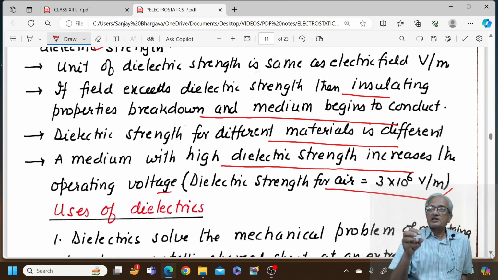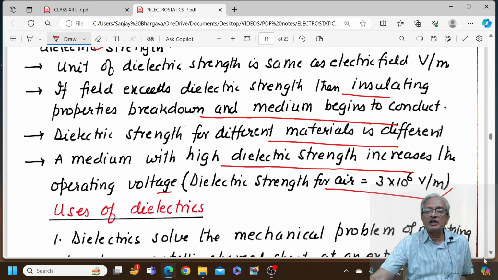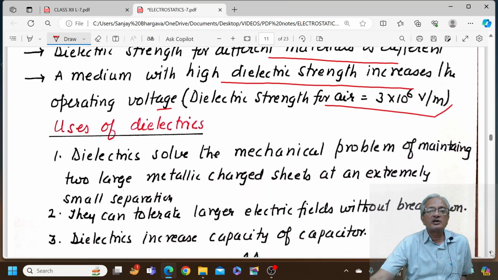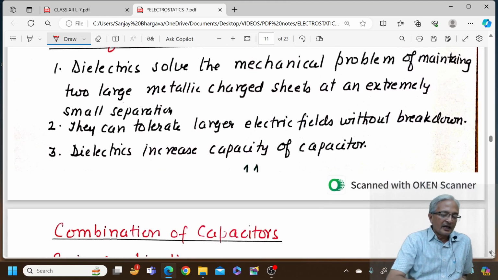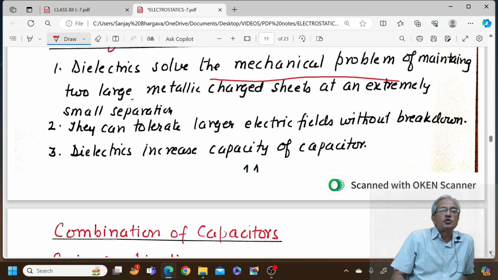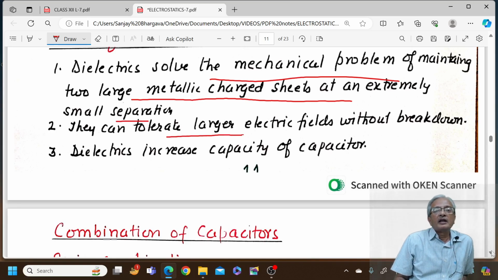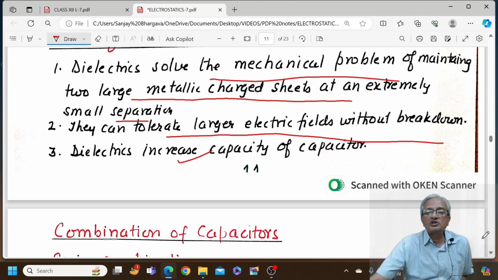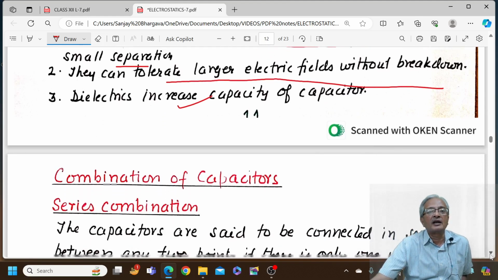Now we had a question: what are the uses of dielectrics? Alright, 3 uses of dielectrics. The first one: dielectrics help to solve the mechanical problem of maintaining two large metallic charged sheets at an extremely small separation. They can tolerate larger electric fields without breakdown. And finally, they increase the capacity of the capacitor, one of the most important applications of dielectrics.